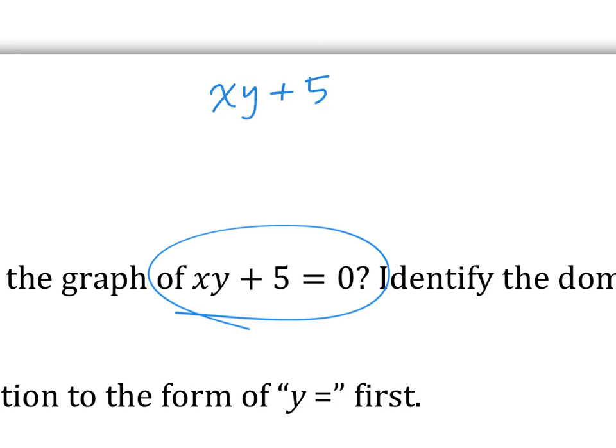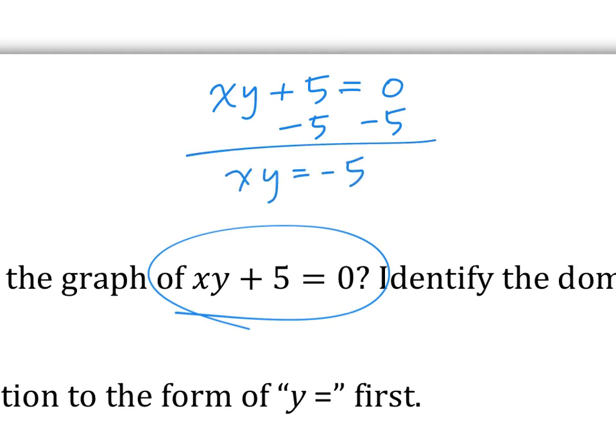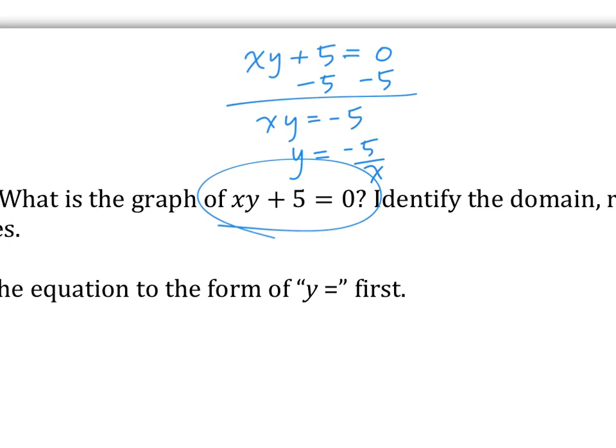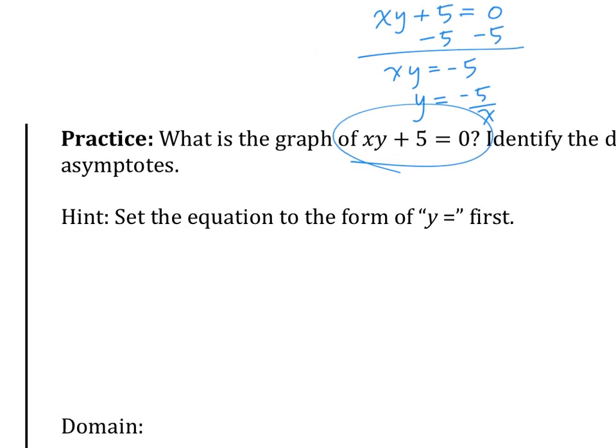So xy plus 5 equals 0. Okay, what should we do first to maybe solve it for y? Okay, too fast. So minus 5 first. Okay, xy equals minus 5. And then what should I do to solve for just y? Okay, divide by x. So y equals negative 5 over x. Now it looks just like 1 over x. So you're going to now analyze this equation.